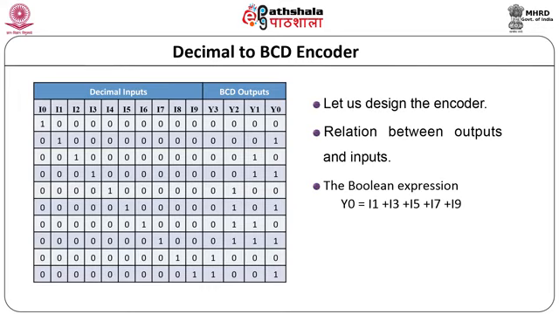Similarly, the Boolean expression for output Y1 is Y1 = I2 or I3 or I6 or I7. Similarly, the output Y2 is equal to I4 or I5 or I6 or I7. Finally, the output Y3 is given by Y3 = I8 or I9.